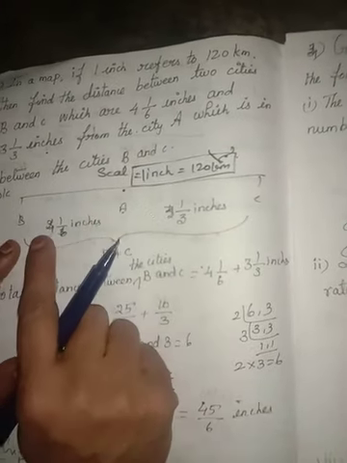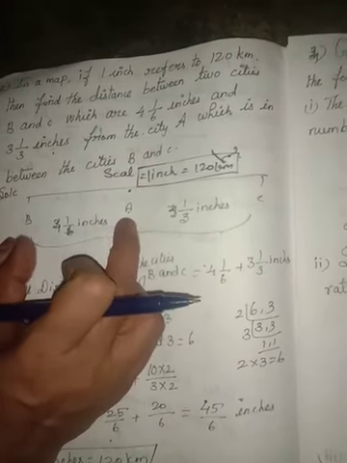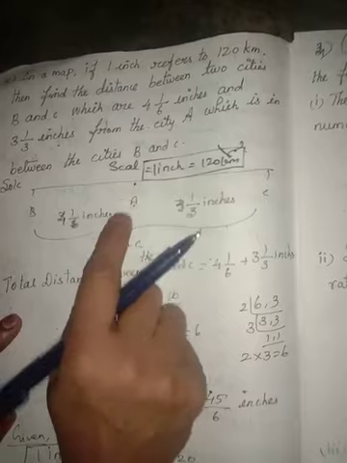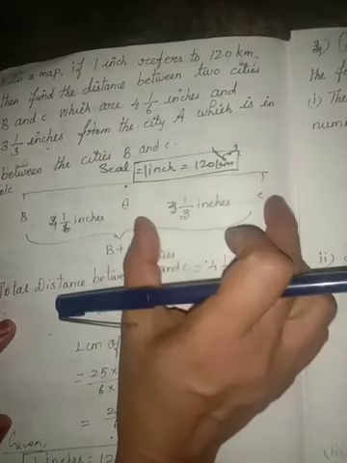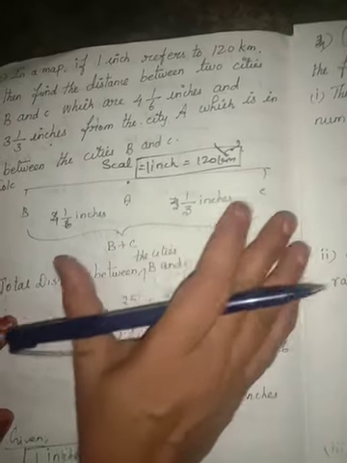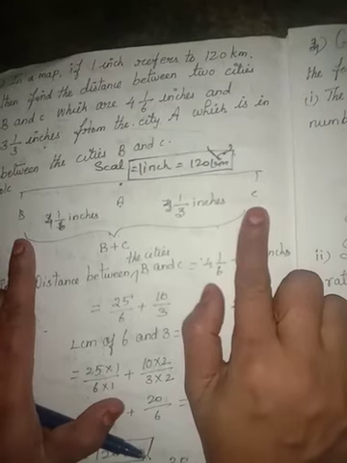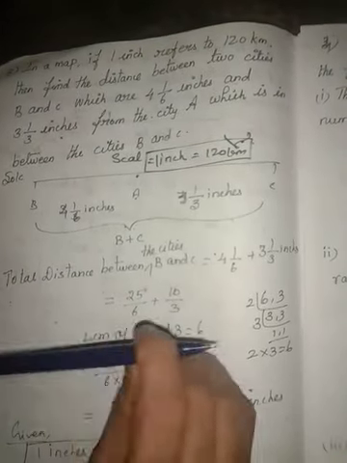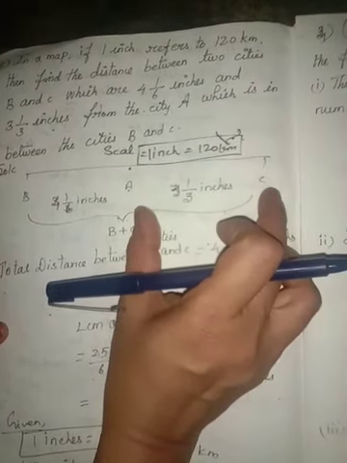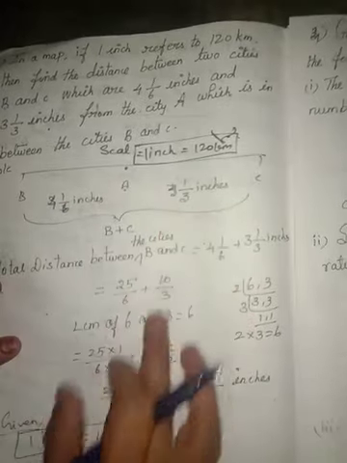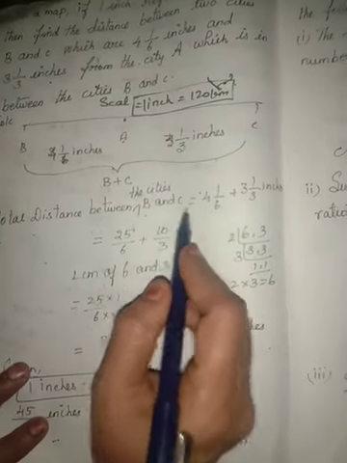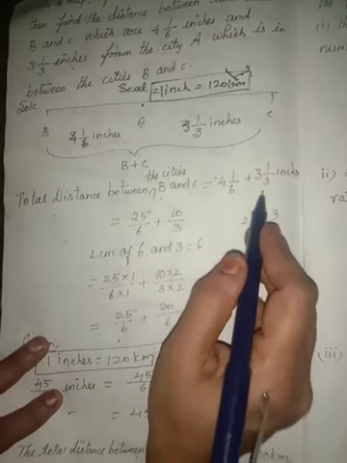Given statements: the distance between B and A is equal to 4 1/6 inches. The distance between A and C is equal to 3 1/3 inches. They are asking the distance between B and C. How can you find it? BA plus AC. When you add these two distances we get the total distance. So the total distance between the cities B and C is equal to 4 1/6 plus 3 1/3 inches.